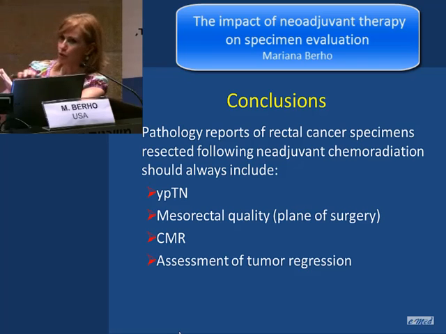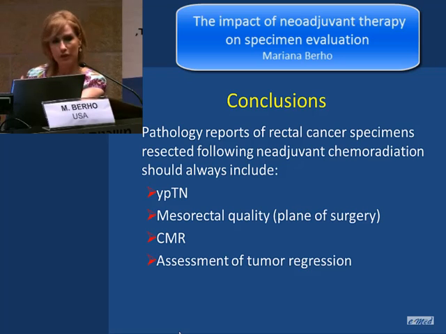So to conclude this business of evaluating specimens of neoadjuvant chemoradiation by your pathologist, you should be able to get pathology reports that, of course, have the TN staging system. I'm sure that everybody here receives reports with TN. Now, the consistency in reporting the mesorectal quality, the plane of surgery, I'm sure, is not that consistent. Same situation with the CRM, and the same with the tumor regression.